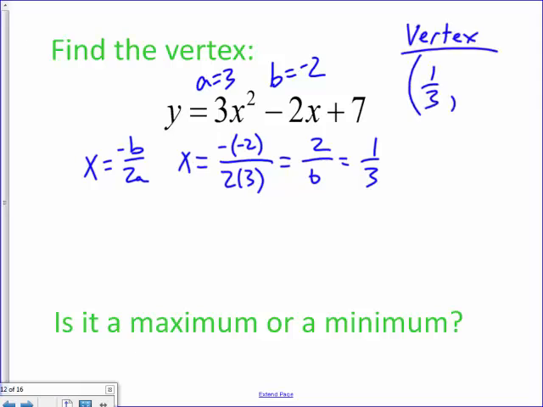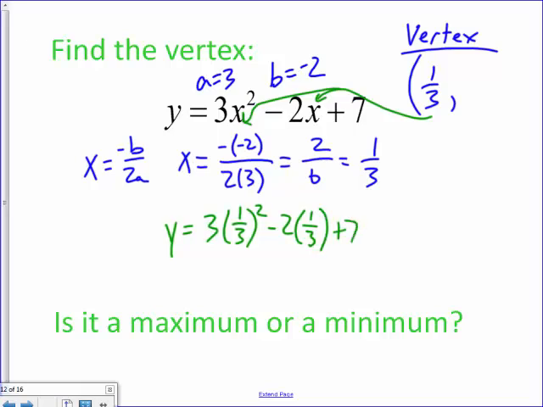And to find the y, we just plug 1/3 into this equation, our standard form. So our general form, whatever you want to call it. So 1/3 squared minus 2 times 1/3 plus 7. And we get 6.6 repeating, so 6 2/3. And leave those as fractions if they don't terminate.